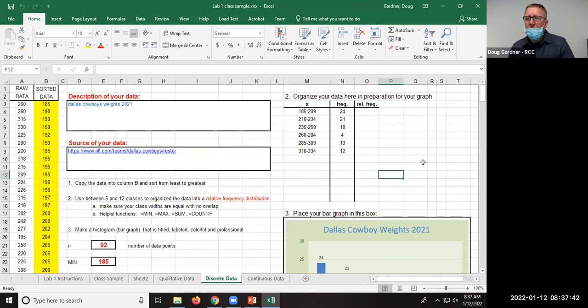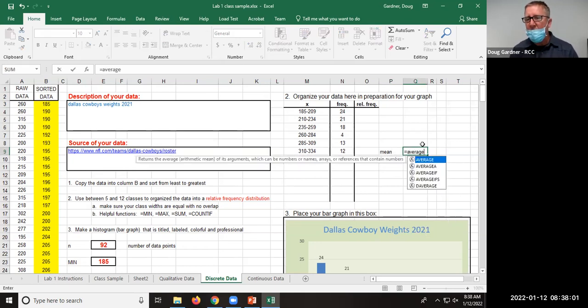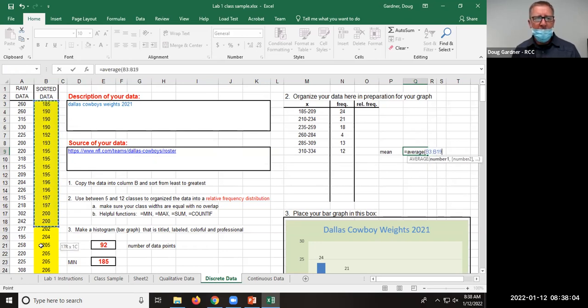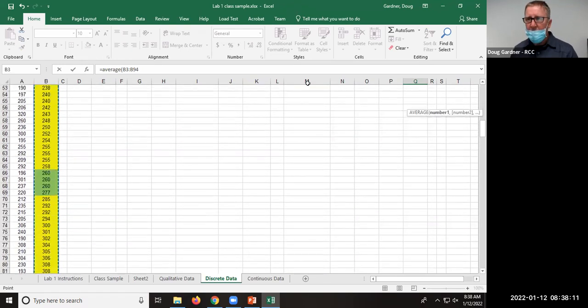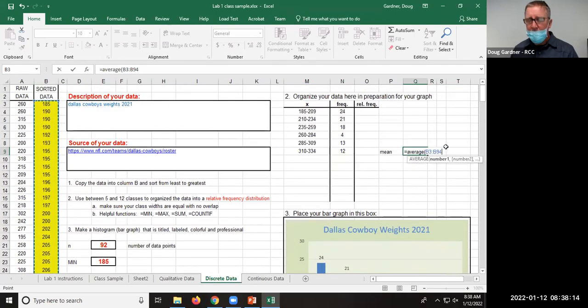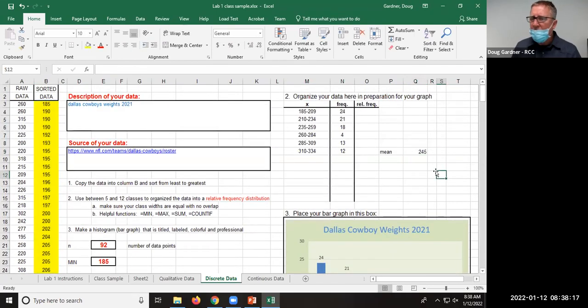And so there's a few things we can do. So I'm going to go over here and find the mean. I'm going to cheat and use this machine to do this. So equals average. And then instead of typing this, I'm just going to grab all of those. So we said this the other day, right? The average weight for a player on that team is 245. And in this case, there's 92 numbers, and so I can't even stare at all of them, right? This is why we do this.